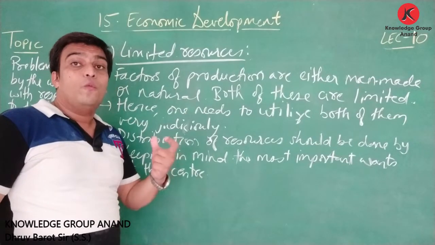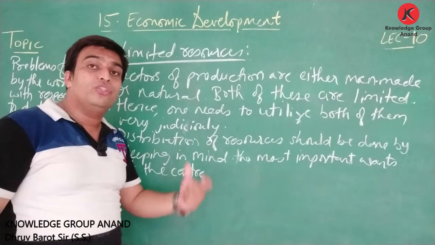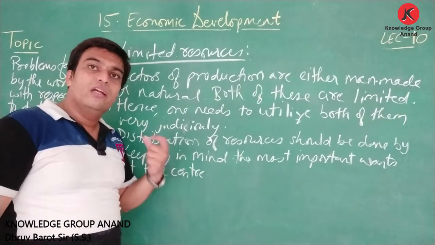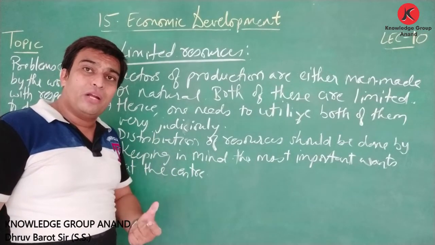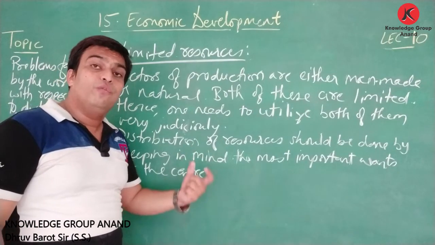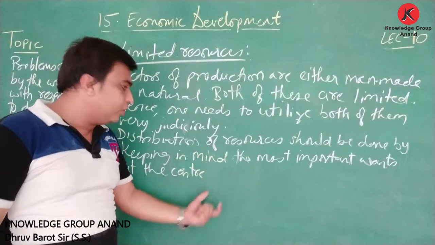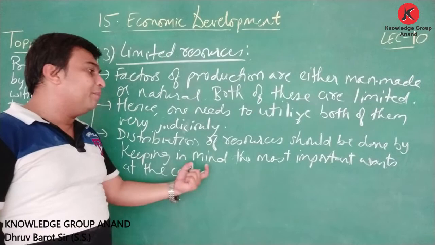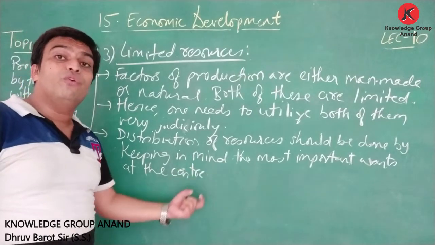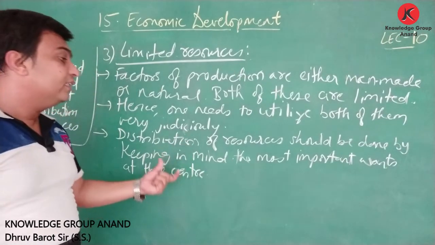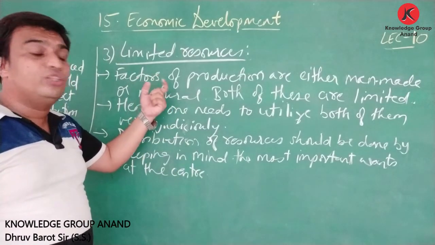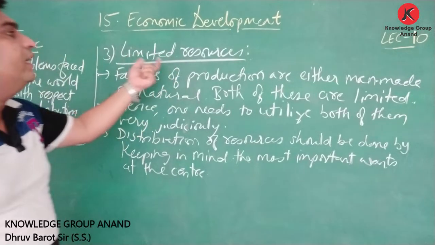Which want is more necessary? First of all, importance should be given to that want, and for that want, these resources should be used first. For example, food is the basic priority, water is the basic priority, so these resources should be used first to fulfill the want of food and water. That is why we say the distribution of resources should be done by keeping in mind which want is at the center, which want is more necessary. So this was the second problem faced in the distribution of resources, that is limited resources. We have only limited resources.